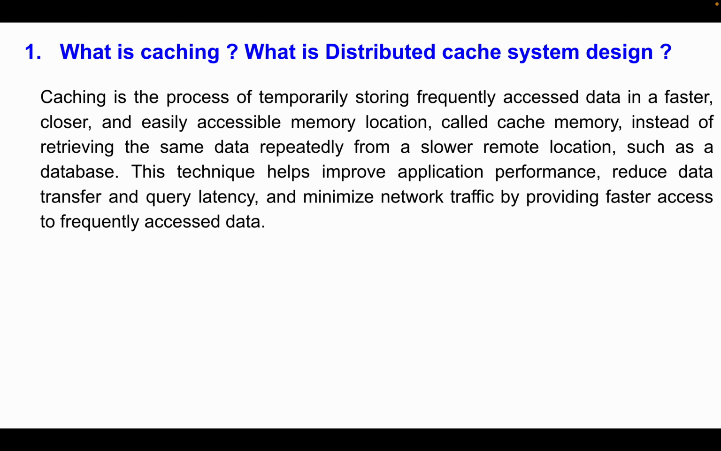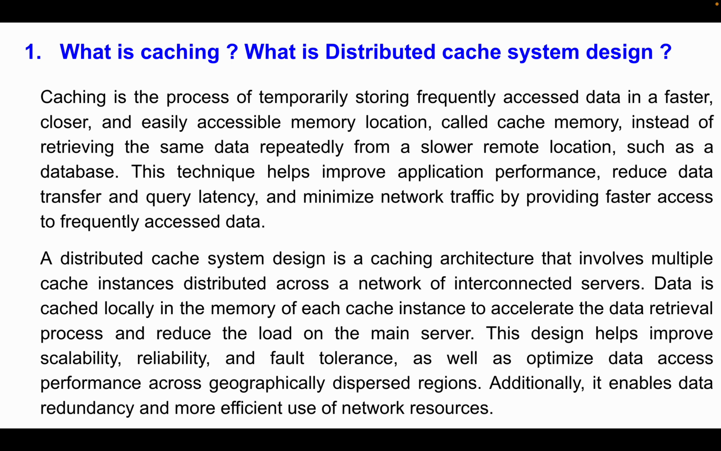Now, what is distributed cache system design? A distributed cache system design is a caching architecture that involves multiple cache instances distributed across a network of interconnected servers. Data is cached locally in the memory of each cache instance to accelerate the data retrieval process and reduce the load on the main server. This design helps improve scalability, reliability, and fault tolerance, as well as optimize data access performance across geographical regions. Additionally, it enables data redundancy and more efficient use of network resources.